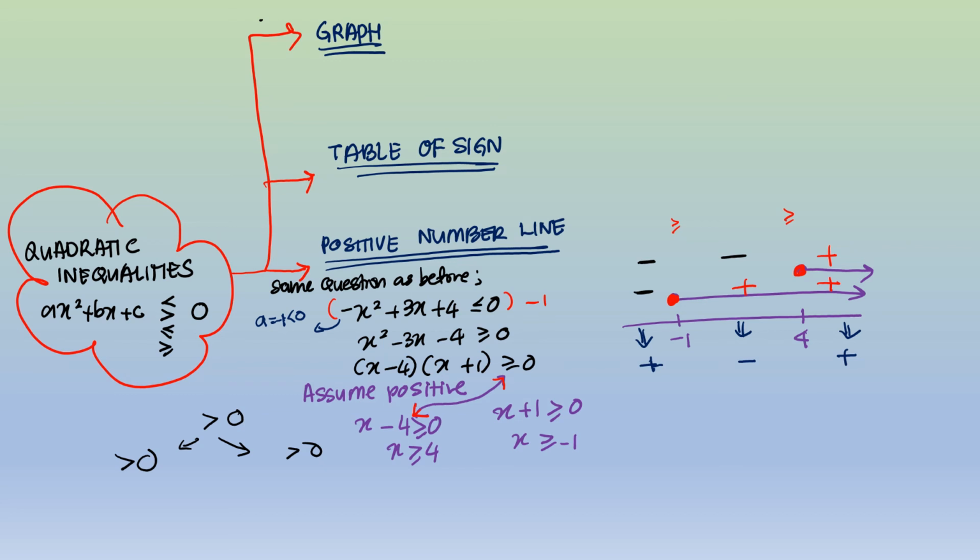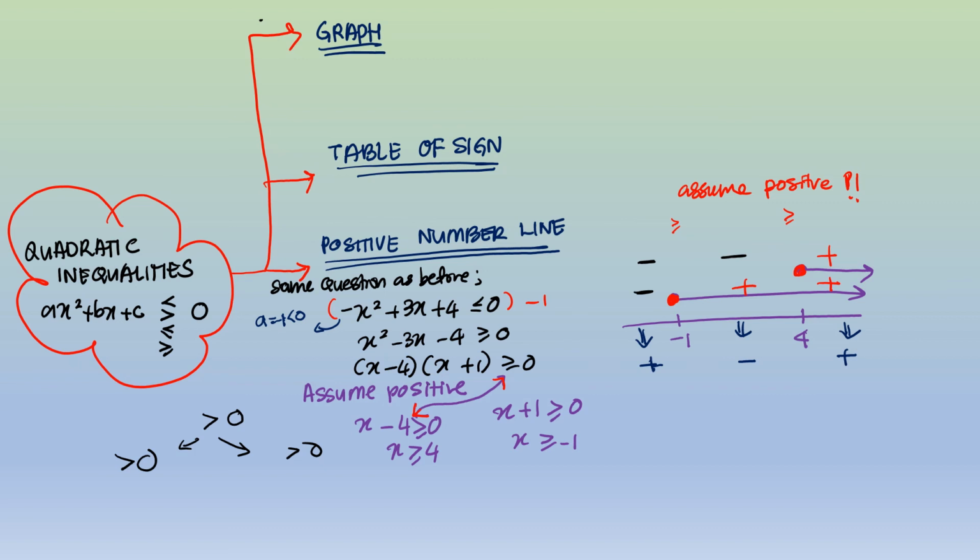Because we assume it is positive, we put the positive symbol on the arrow. So we have positive here and positive here. Next, in any interval that doesn't have the arrow, we need to label it as negative. So we have one here, one here, and one here. Next we need to multiply both signs. Negative times negative, we get positive. Negative times positive, we get negative. Positive times positive, we get positive.